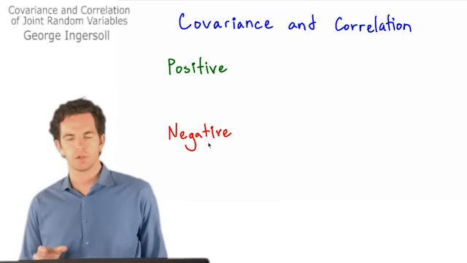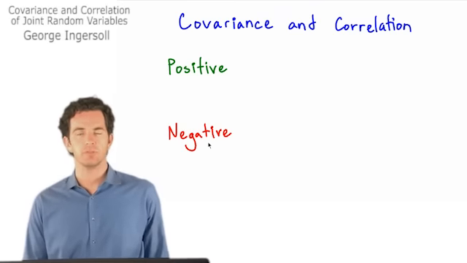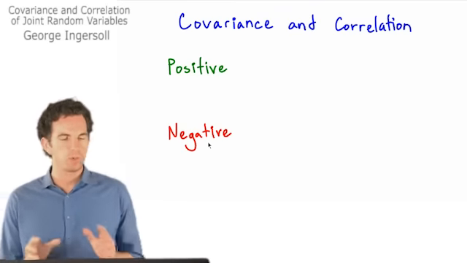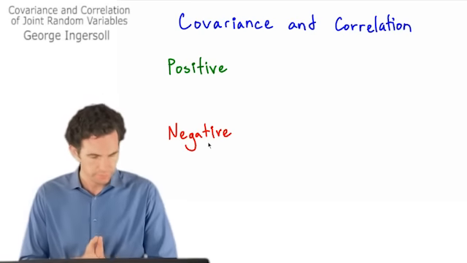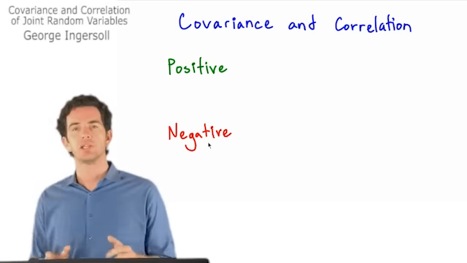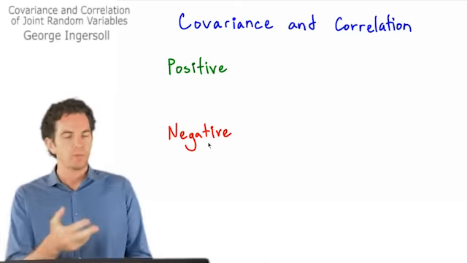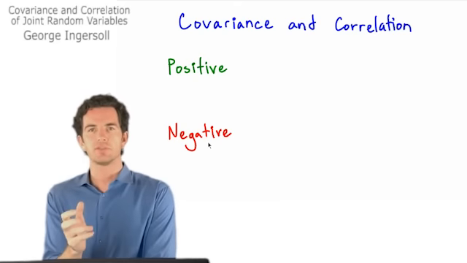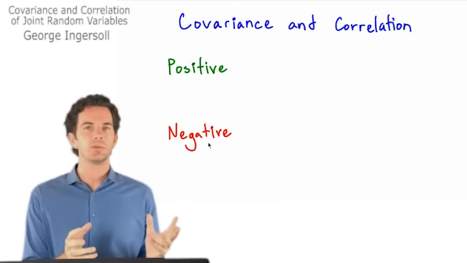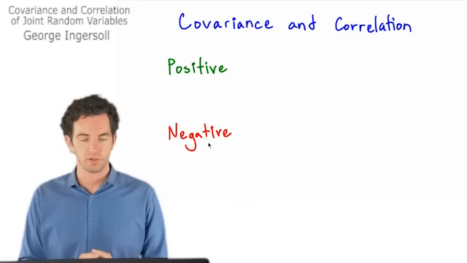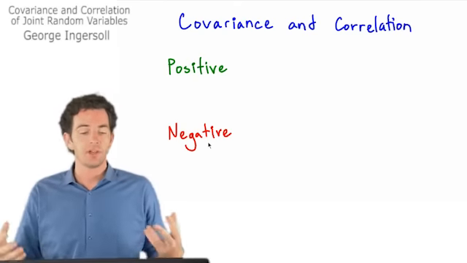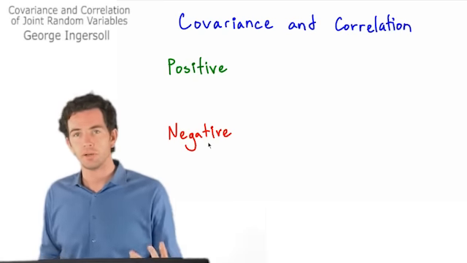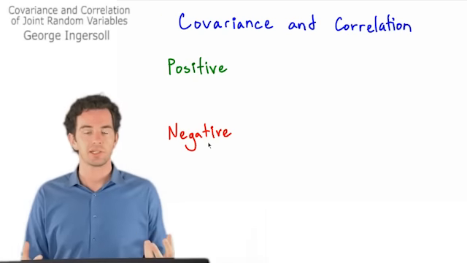So, covariance and correlation are both measures of the association between two random variables that are not statistically independent. They both show the association between the two variables. And when covariance and correlation are positive, it means that as one variable goes up, gets larger in value, the other variable also tends to get larger in value, and vice versa. So if one variable goes down, gets smaller, the other variable has a tendency to go down.